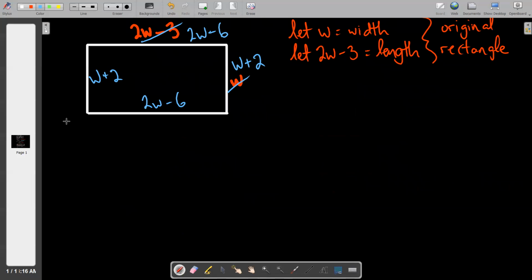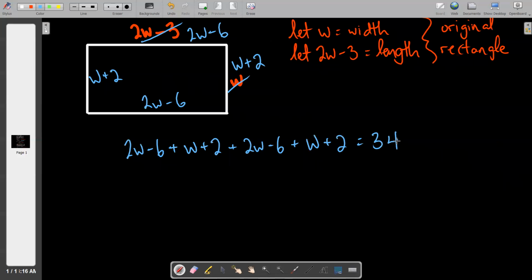So let's do this. What's our equation going to say? Alina? Well done. There it is. New rectangle, sides added together, we're told would equal 34. Good job. And now it's time for some pretty basic algebra at this point. How many W's, when we put them all together, will we have? I agree with that. And -6 plus 2, -4 minus 6, -10 plus 2 is?